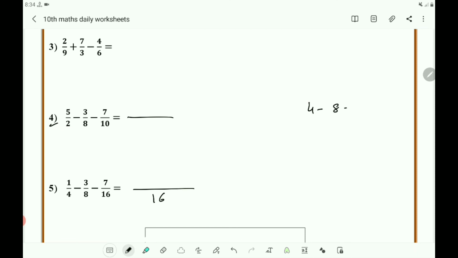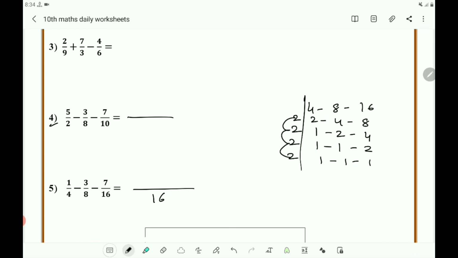4, 8, 16. Start from 2. 2 twos are 4, 2 fours are 8, 2 eights are 16, 2 ones are 2, 2 twos are 4, 2 fours are 8. Again 2 ones are 2, 2 ones are 2, 2 twos are 4. Then 2 ones are 2. So 2 twos are 4, 4 twos are 8, 8 twos are 16, you are going to get.